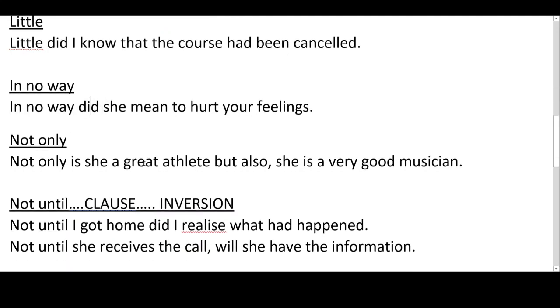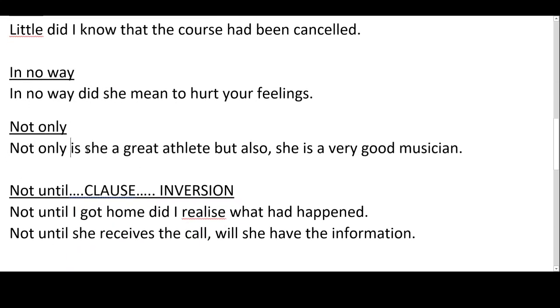Okay. Not only is she a great athlete, not only is she. So again, is she a great athlete? Looks like a question, right? But it's not. It's an inversion because we're putting the verb first and then the subject. Okay. Not only is she a great athlete, but also she is a very good musician. So with this one, this is what we call a double structure. Not only, and so on, but also, and so on. Now after but also don't use an inversion.